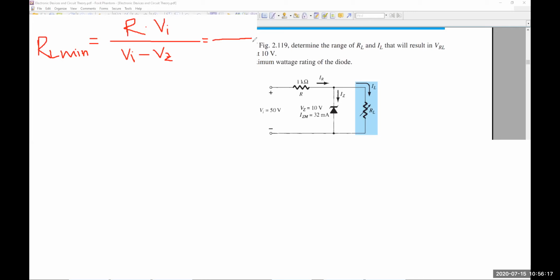So we can actually write the value. R is equal to 1K, VI is equal to 50, and VZ is equal to 10. What is the value? If you use the calculator, it is 1 into 50 divided by 50 minus 40, 50 minus 10, 1.25. 1.25 kilo ohm.